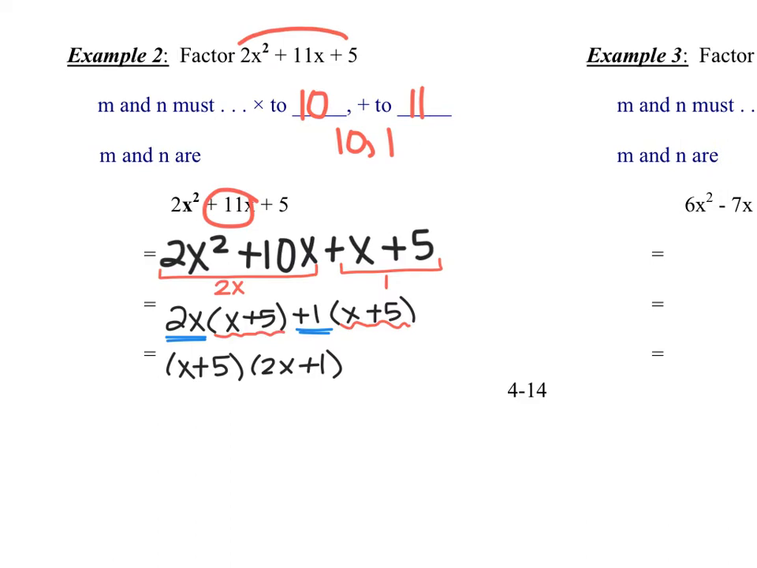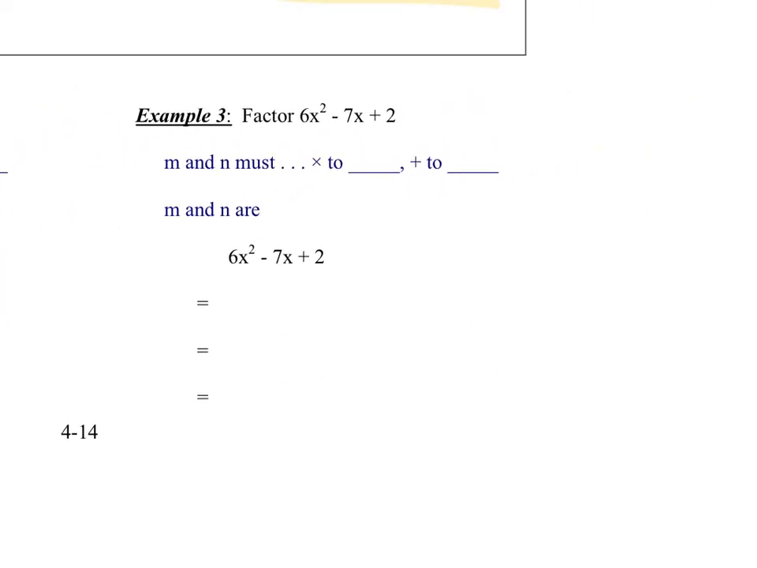Okay, example 3. 6x squared minus 7x plus 2. Your two numbers have to multiply to 6 times 2, so they have to multiply to 12, and they have to add up to negative 7. So my product is positive, which means both of my numbers will be positive or both of them will be negative. And the sum is negative 7, which means both of my numbers are going to have to be negative. And those magic numbers are going to be negative 4 and negative 3.